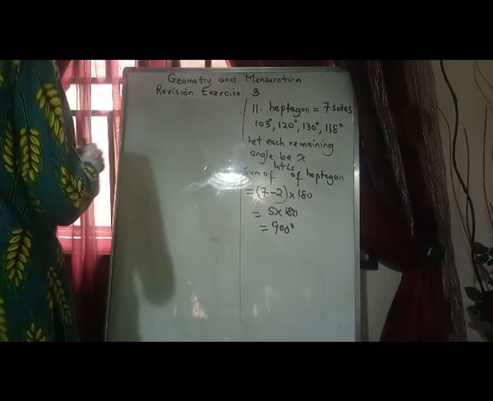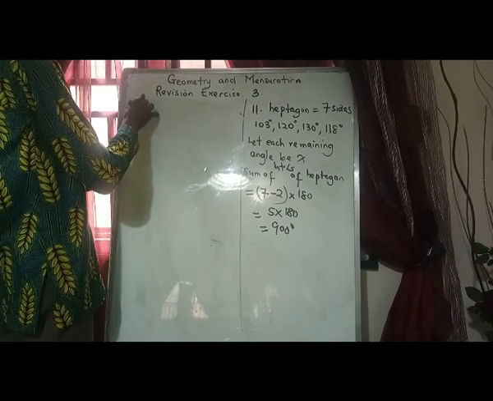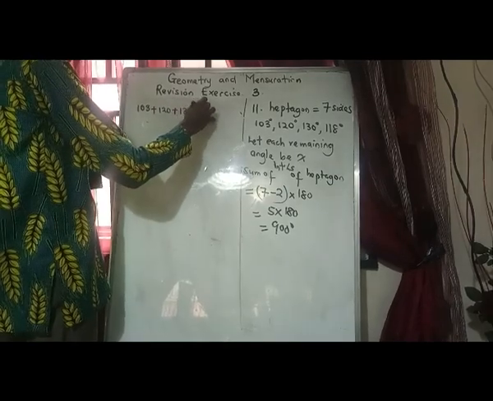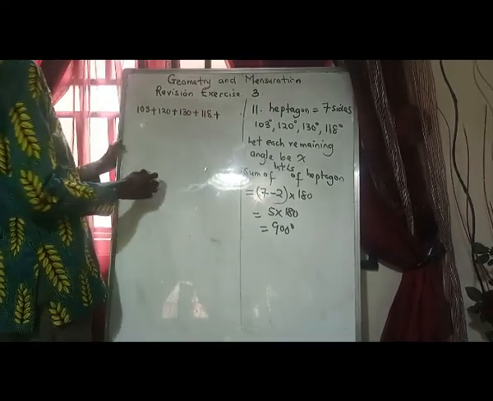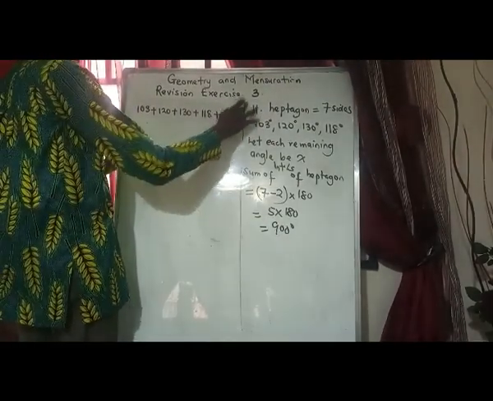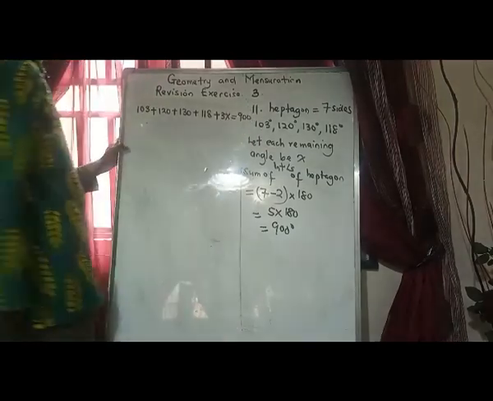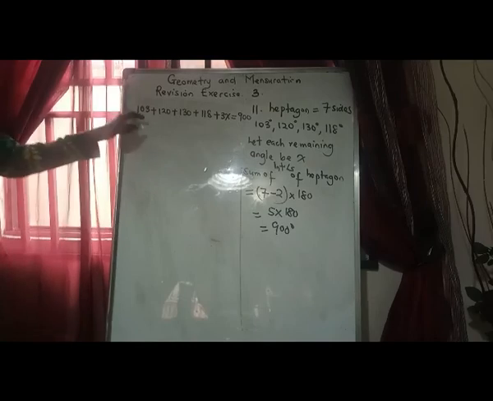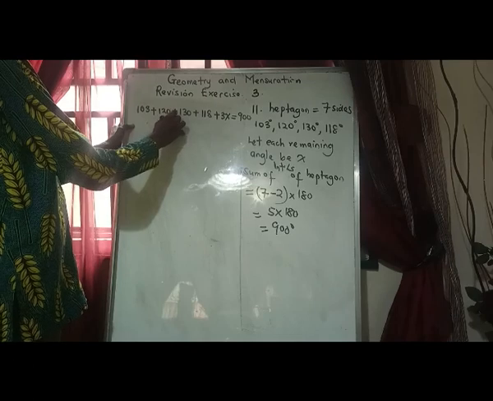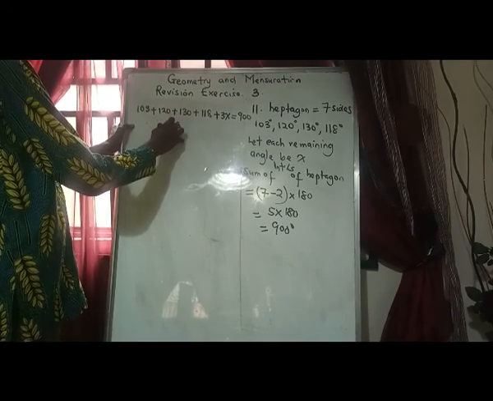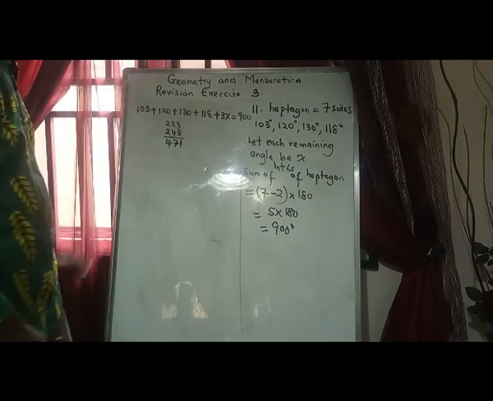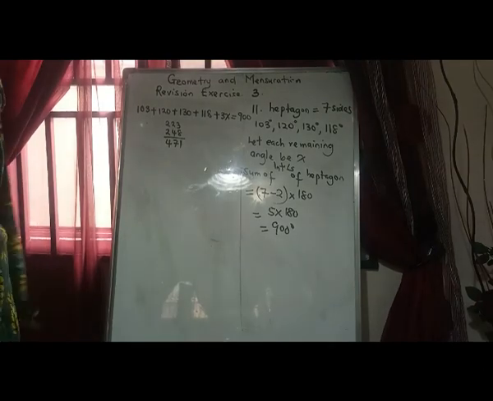So let's look at this. This will now be what? 103 plus 120 plus 130 plus 118 plus the 3 remaining angles, 3x, will be equal to what? 900 degrees. So we will add all of this together. This will give me 223 plus 248. So do that together, that should give me 471.